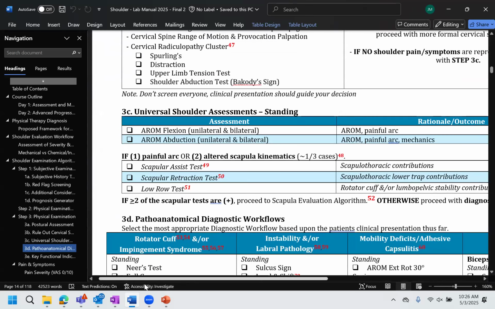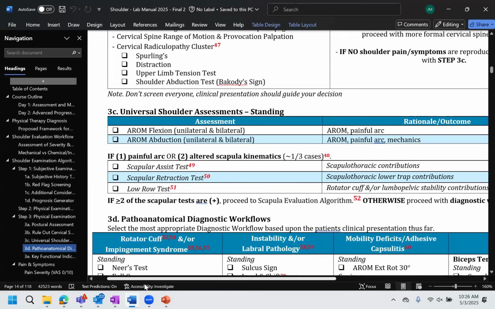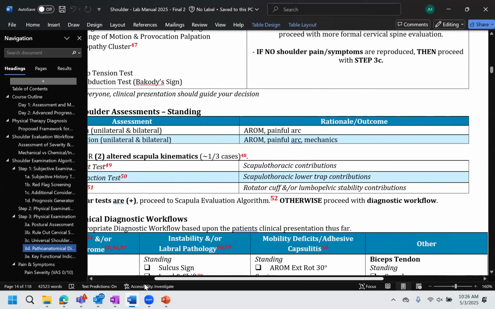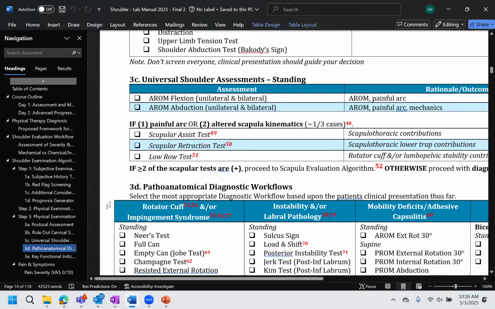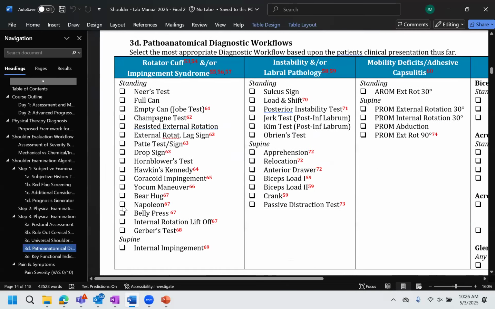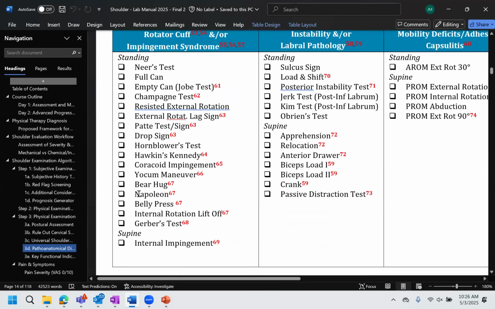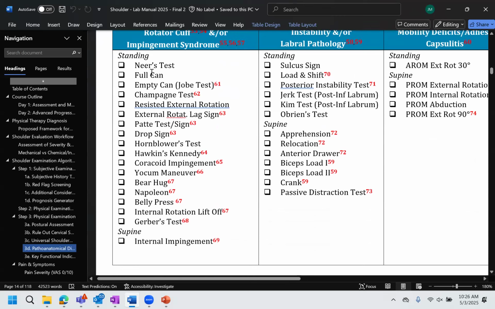So I listed it off there in the manual. If 2 or more of these are positive, proceed with the scapular evaluation algorithm, otherwise proceed with the diagnostic workflow. So for the moment, we're going to proceed with the diagnostic workflow, and we're going to hone in on each one of these columns. There are over 170 different tests that have been described as being, quote unquote, special within the shoulder. We've all heard about the limitations within. If any of them were really good, there probably wouldn't be 170 of them.